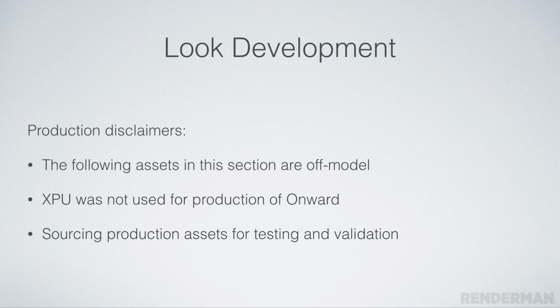These images are rendered from production assets taken from our latest movie, Onward. Disclaimer first: these assets are off-model, meaning they are not exactly as they appear in the movie, and they are out of context. XPU was not used for production during the movie Onward because these assets have been developed over the last couple of years, where XPU was not ready to render this. What we are doing here is to source a variety of production assets to exercise and stress the renderer in a variety of different ways. Testing and validating our tech is important.